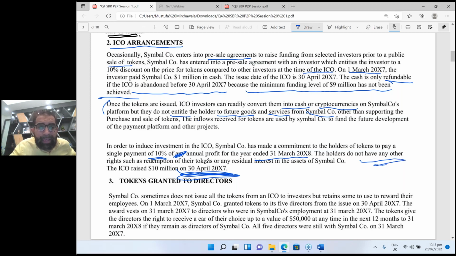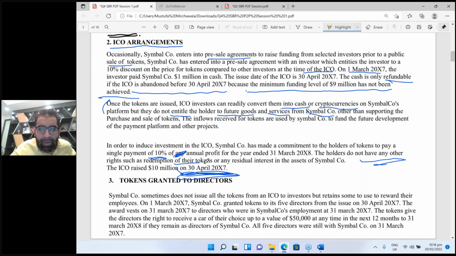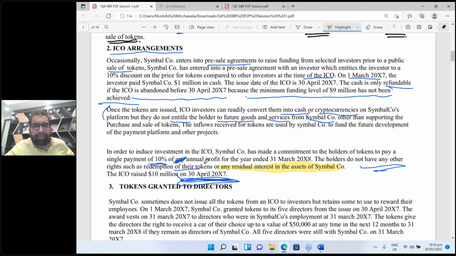The holders do not have any other rights such as redemption of their tokens, or any residual interest in the assets of symbol. This is the crystal clear thing. These are not redeemable, so there is no contractual obligation to deliver cash on the company. Plus, there is no residual interest in the assets.